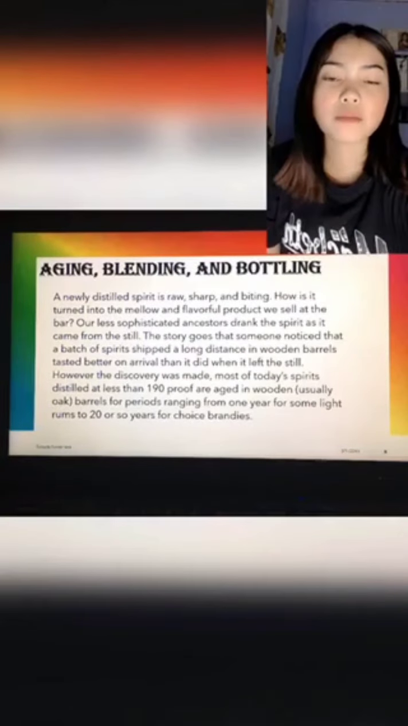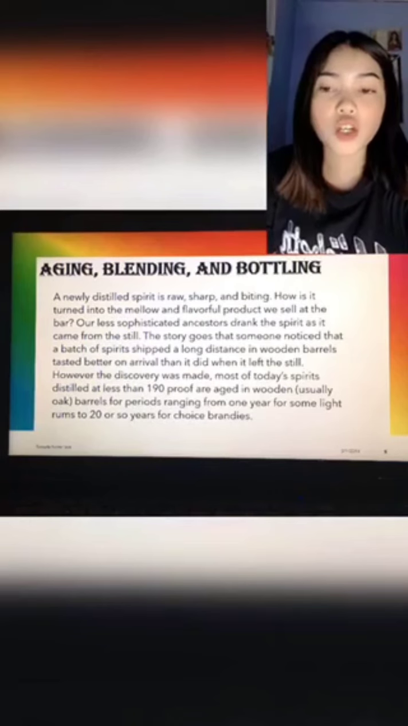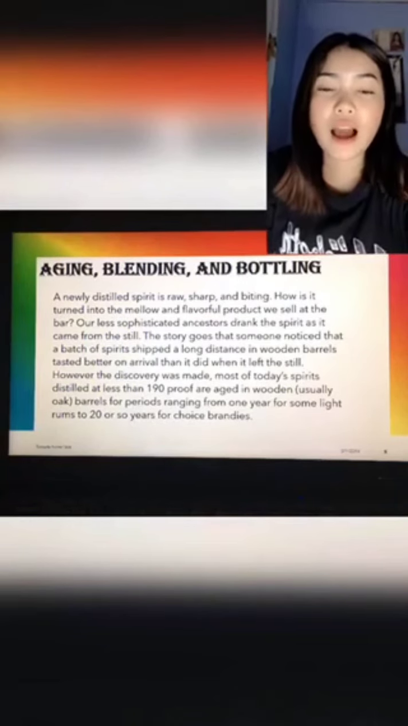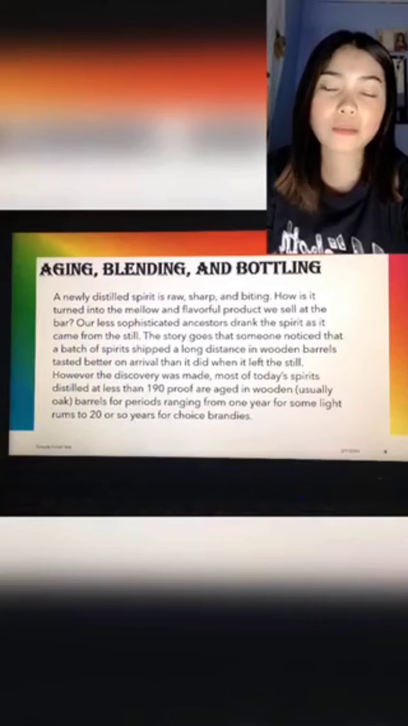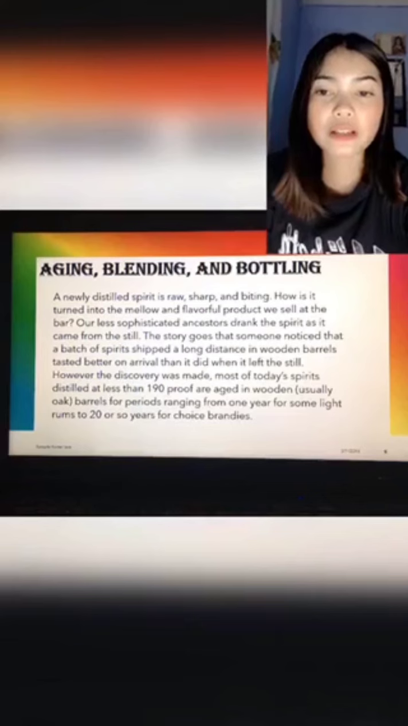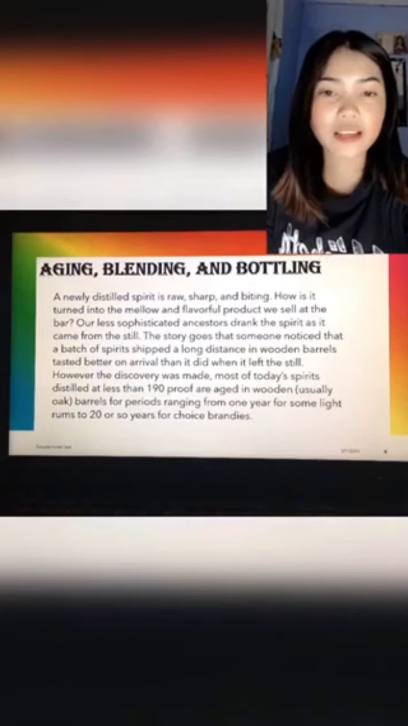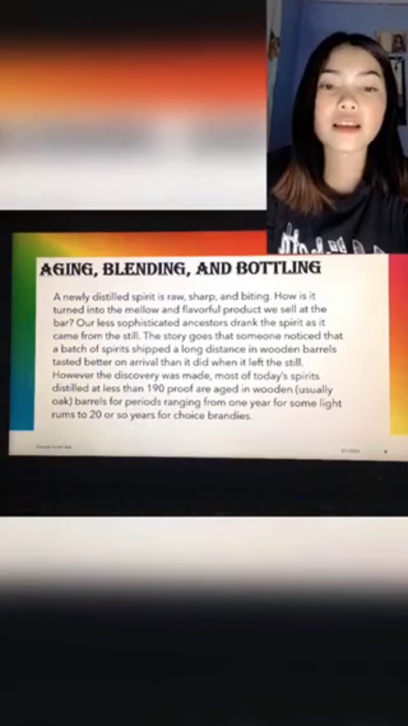Aging, blending, and bottling. Newly distilled spirit is raw, sharp, and biting. How is it turned into the mellow and flavorful product we will sell at the bar? Our less sophisticated ancestors drank the spirits as it came from the still.